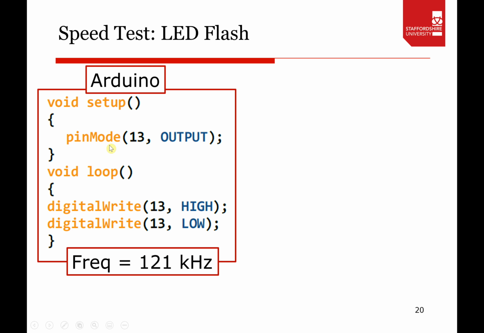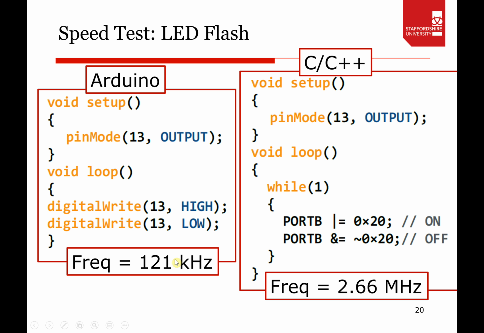So we have the pin mode 13 set as output in the setup loop, and we digitally write pin 13 to high and low and look at the fastest frequency that we can obtain, and it comes out at 121 kilohertz.